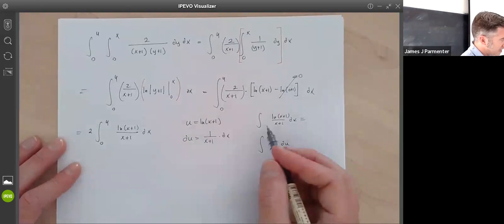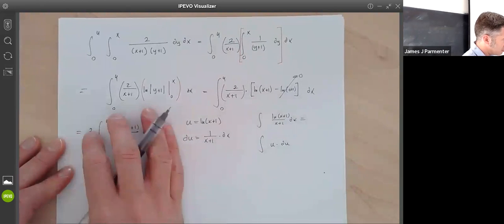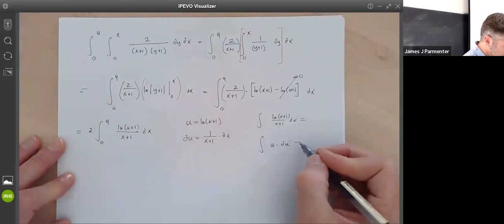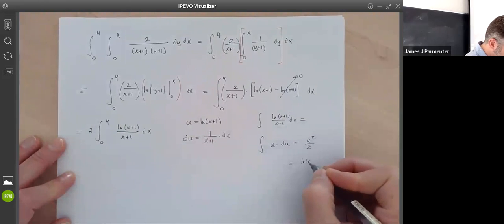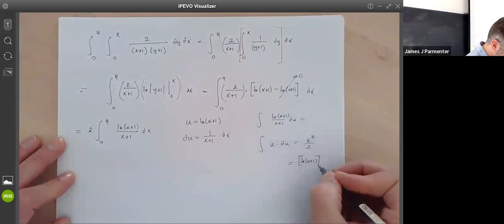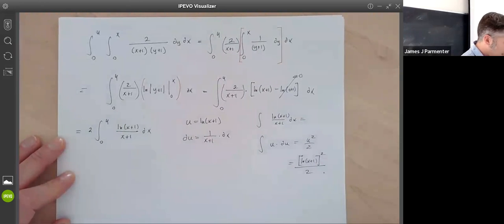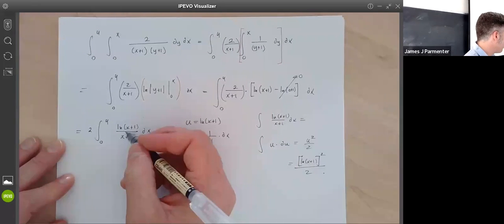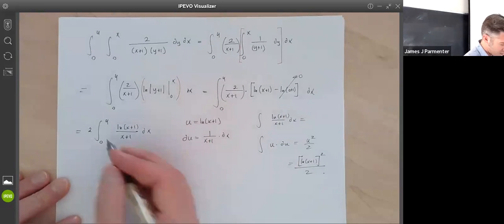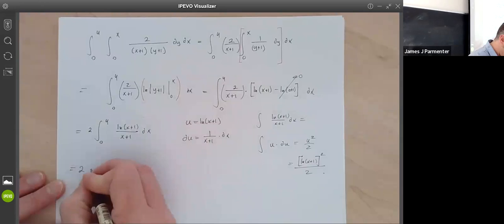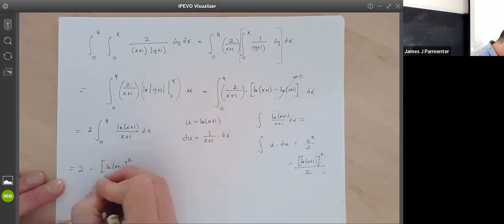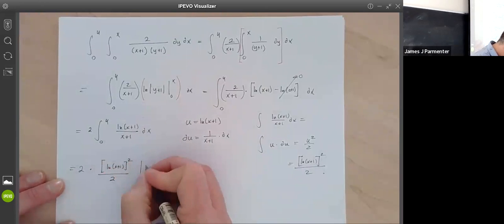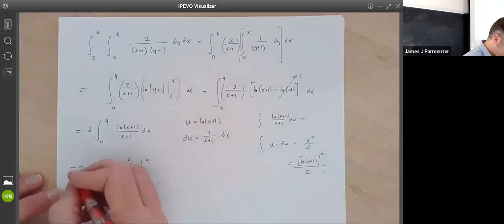Notice I'm doing it off to the side because I don't want to worry about changing my limits of integration. So I'm going to do this antiderivative over here. I'm going to get u squared over 2. I'm going to get natural log of x plus 1 quantity squared over 2. And then I'm going to throw that back in as my antiderivative of my integral of my function. So I'm going to get 2 times that antiderivative, natural log of x plus 1 quantity squared over 2 from 0 to 4. 2's cancel.